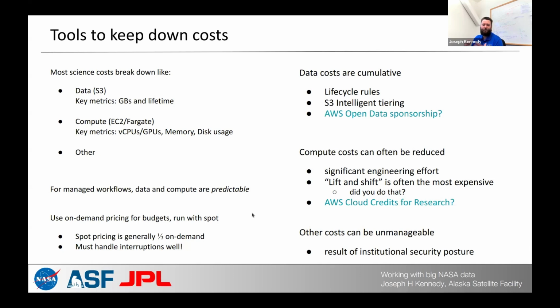So for managed workflows, like these science workflows I mostly talked about, data and compute are predictable. They're going to be the bulk of the costs. You can do very well with budgeting by focusing on them and optimizing, thinking about better ways to organize that. Spot pricing is great. If you can use spot instances instead of on-demand, you can save a ton of money. You can cut your compute costs by up to a third, but you've really got to be locked into your workflows and interruptions, handling them well and resilient to them. So that's the caveat there.